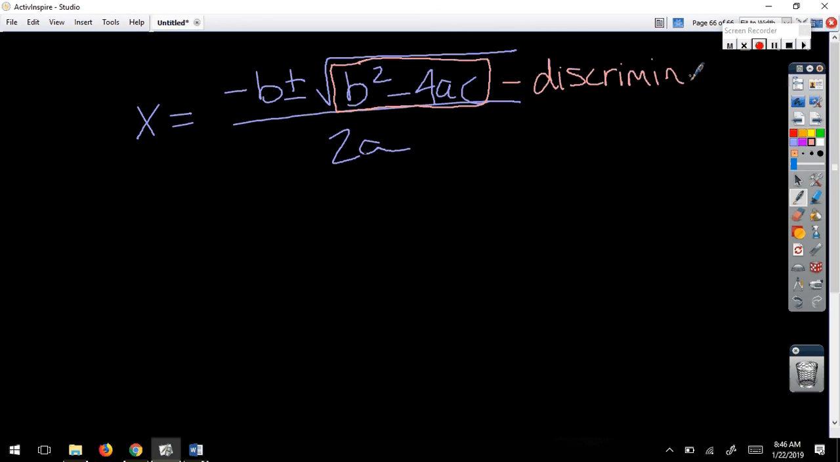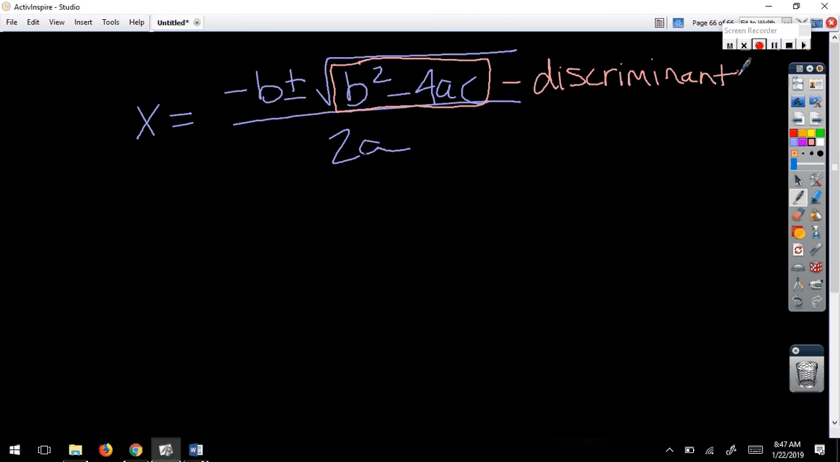It's a big word. I don't know why we give things such big fancy words that don't really need them. But okay, so what's under the square root? It tells us some things about the graph, okay?